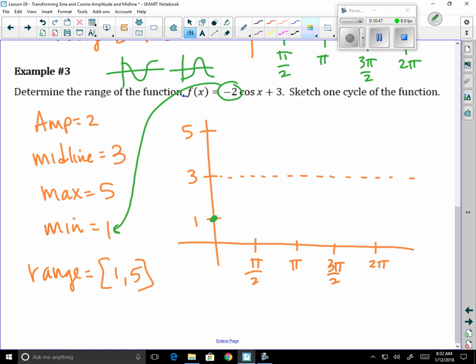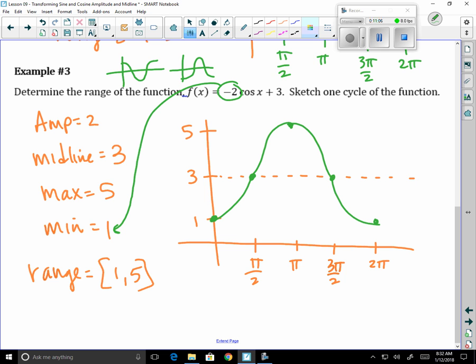At 90, I'm going to go back to the midline. At 180, I'm going to go to the maximum. At 270, I'm going to go back to the midline. And at 360, I'm going to go back to the minimum. That's my cosine curve for this function f of x.